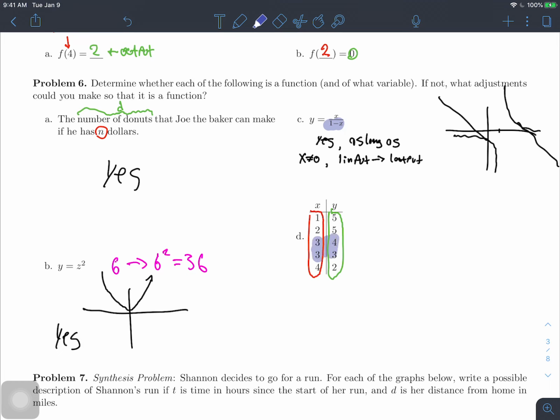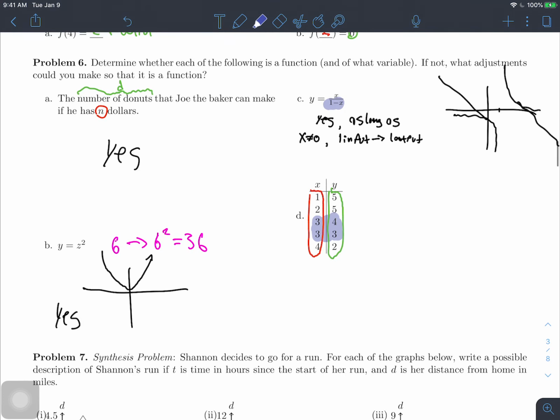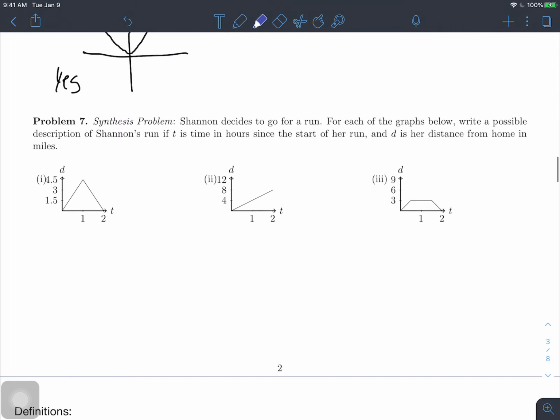3 goes to the number 4, and 3 goes to the number 3. So we have one input going to 2 outputs. That violates the definition of a function, so it's not a function. Okay, questions about problem 6? Okay, I'm gonna move on.